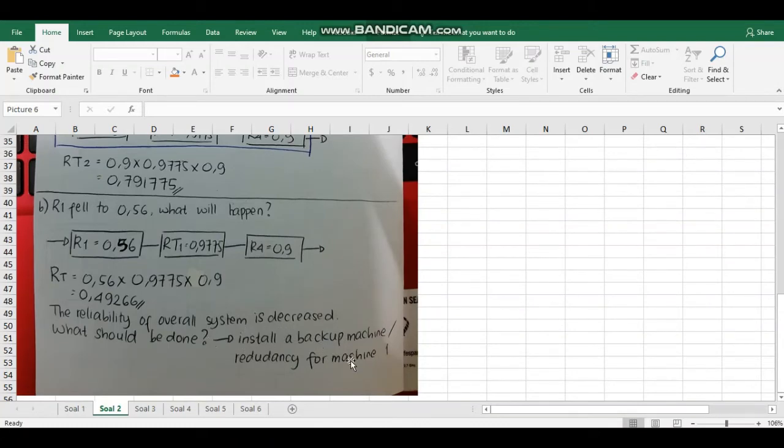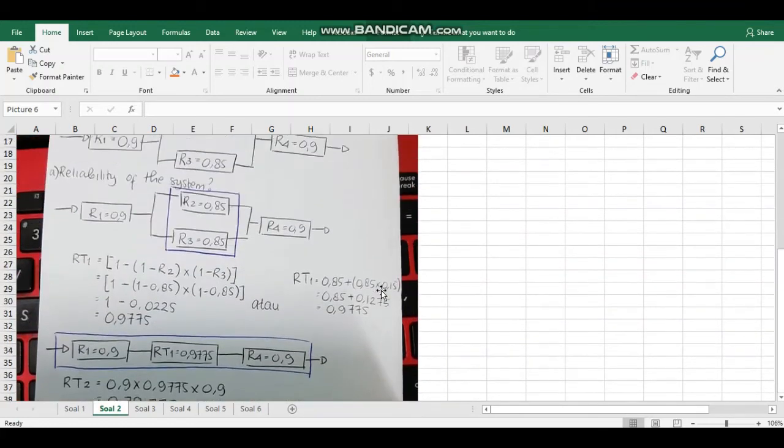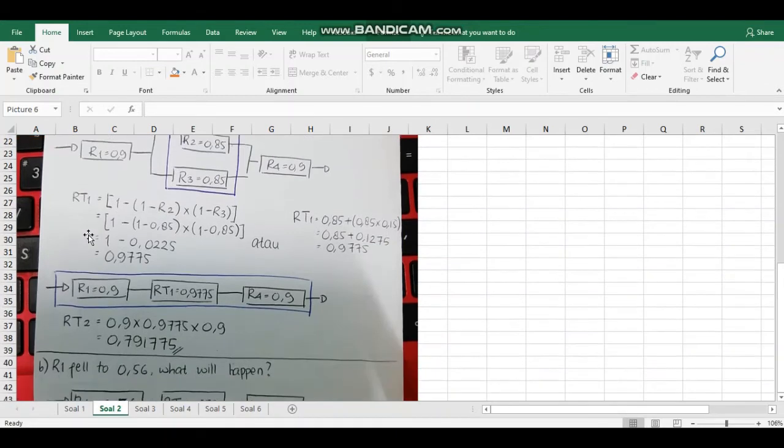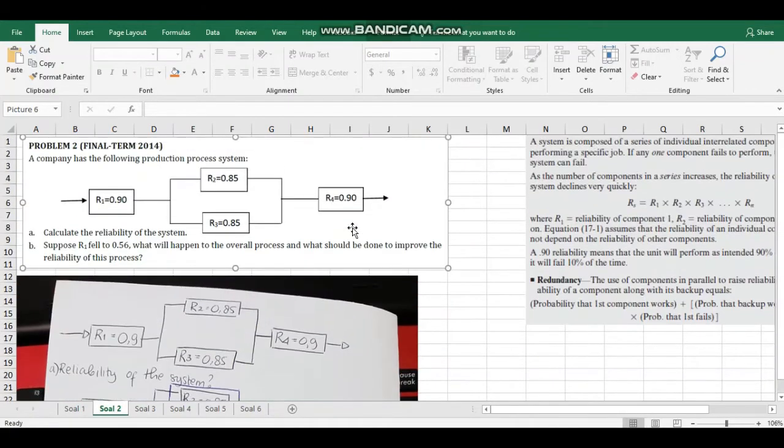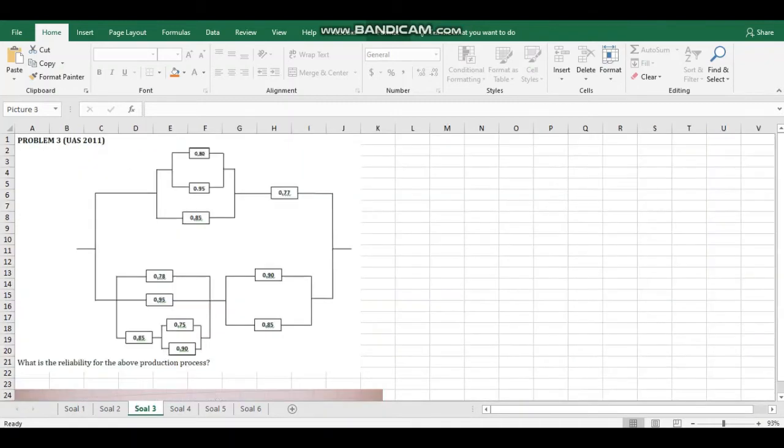And what should be done? We have to install a backup machine or redundancy for machine 1. So basically the redundancy would become like this. R1 should have the redundancy in the form of parallel. So that's the solution for problem 2, and we move to problem 3.